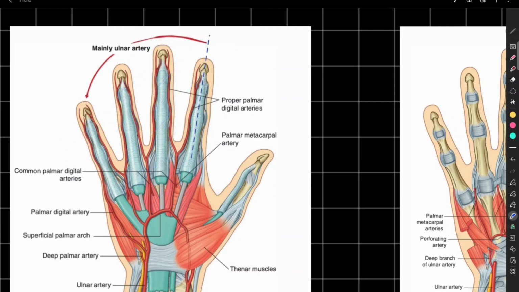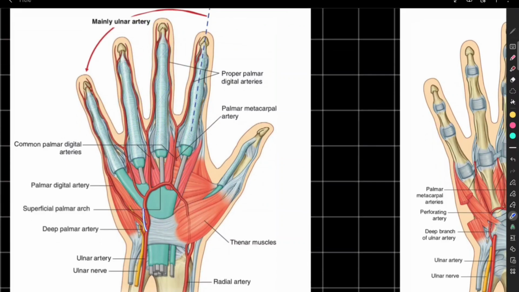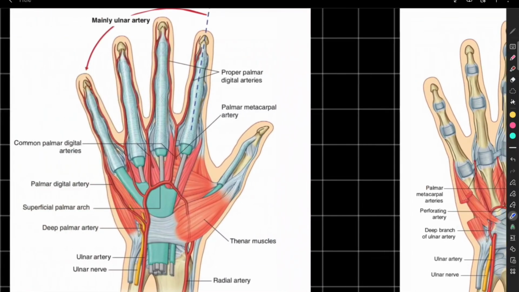Now once again, see the branches. This is the one main proper palmar digital artery and 3 common ones. The lateral 3 common digital arteries which we are seeing here are then joined by the metacarpal arteries from the deep palmar arch.